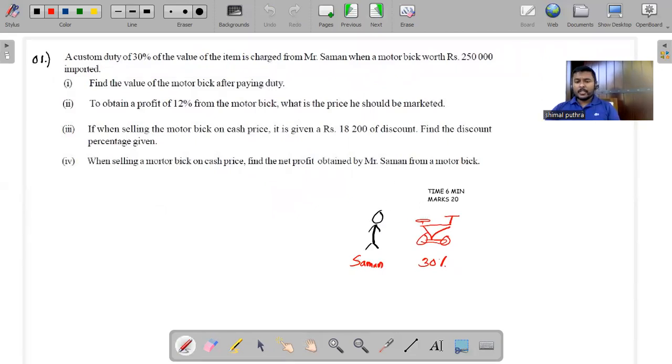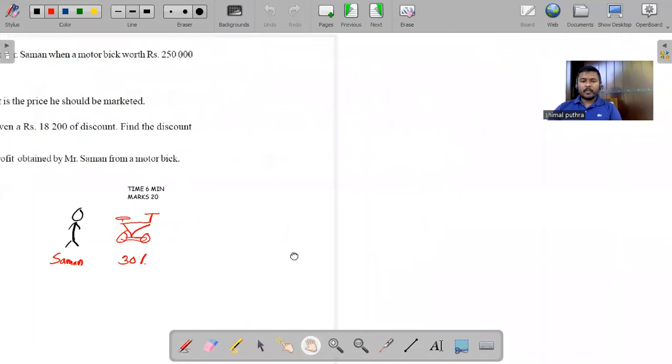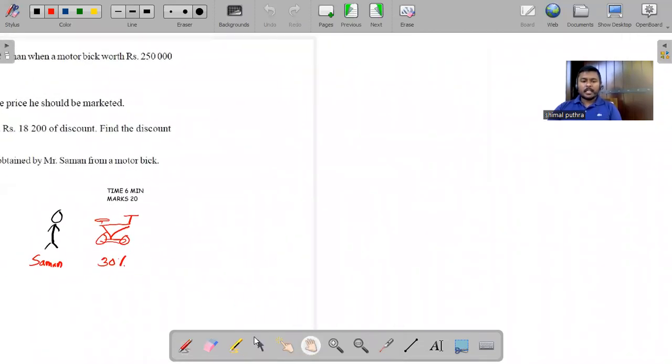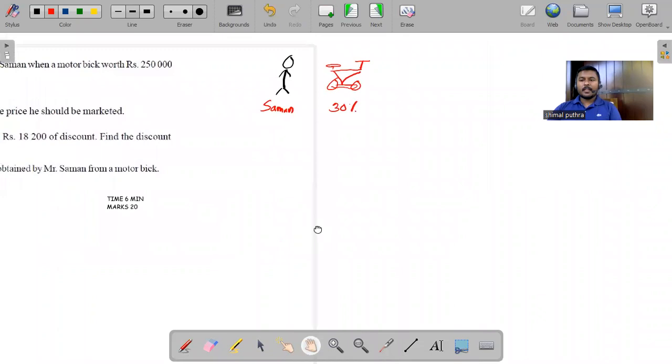This is Mr. Saman. Saman paid 30% of the valuation when importing the motorbike to Sri Lanka. A customs duty of 30% of the value of the item is charged from Mr. Saman when a motorbike worth 2,50,000 is imported. Question number 1. Find the value of the motorbike after paying the tax duty. Yes, we discussed this one. The first question asks, what is the valuation of this motorbike after paying tax?